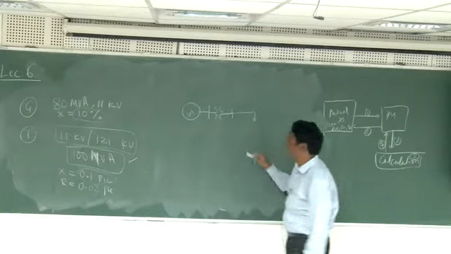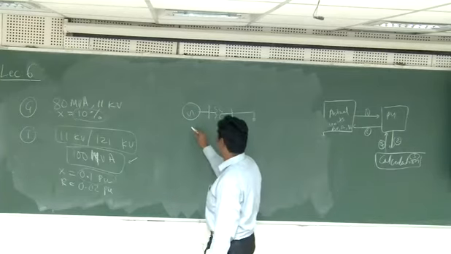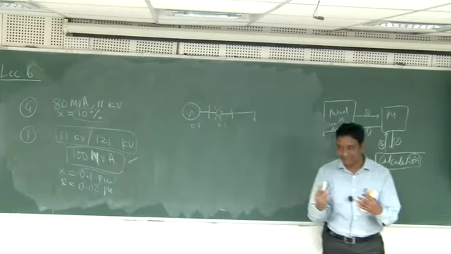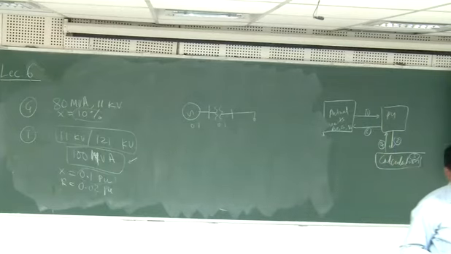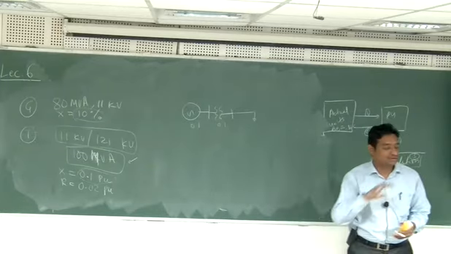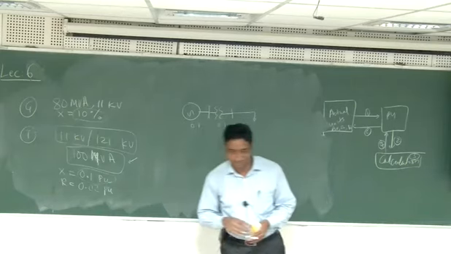And then there is some load here. Now I want to analyze this. The problem is that if I put 0.1 per unit here and 0.1 per unit here, these two are on different bases, and therefore your calculations will be wrong. So what do you have to do now? You have to assume one common per unit base and change everything to it.